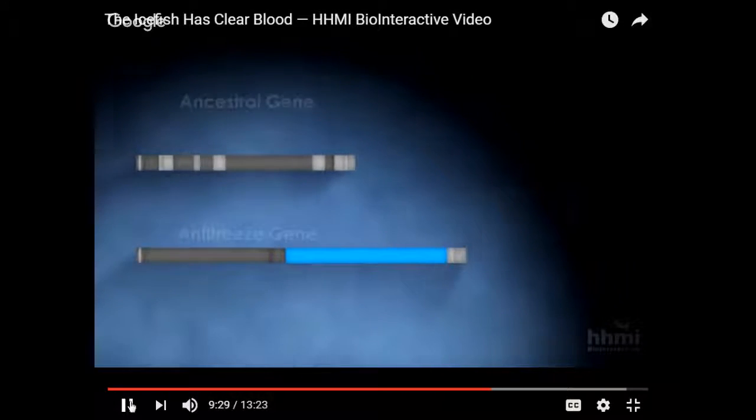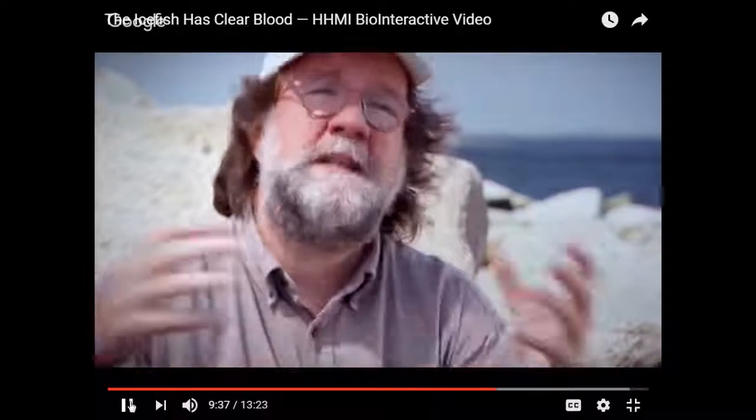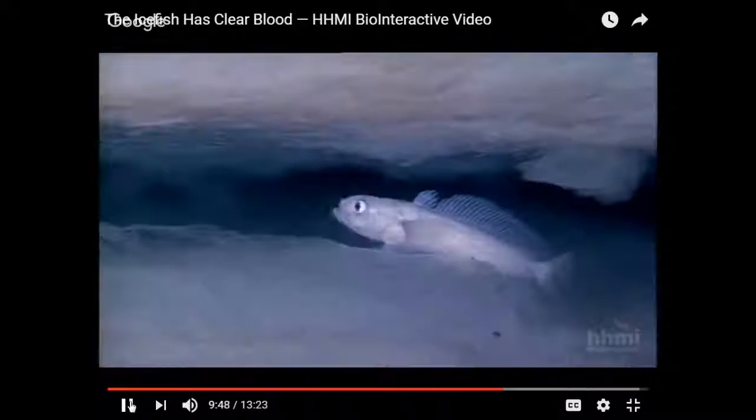The invention of antifreeze is a crystal clear example of inventing something new from something old, borrowing sort of the code of a pre-existing gene and then altering that to create a protein that has entirely new functions. And this story we see again and again in evolution, inventing something new from the old.